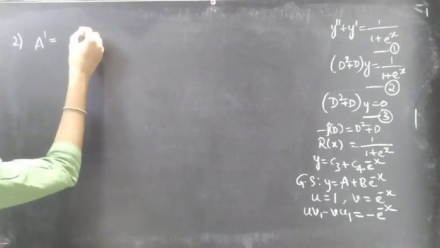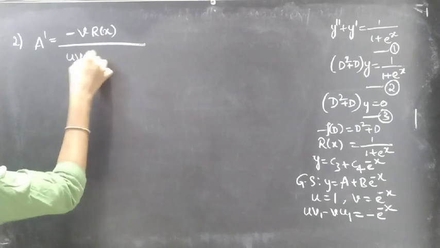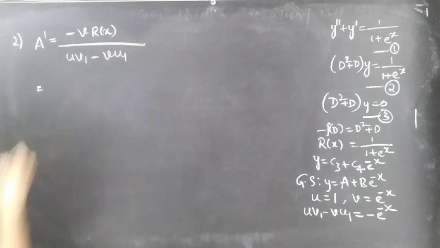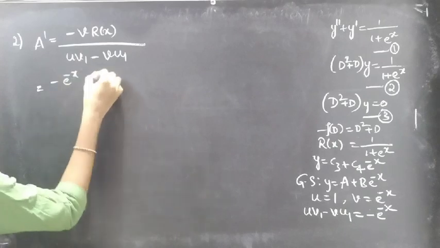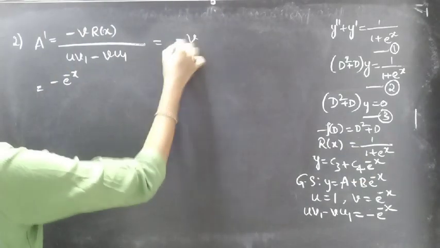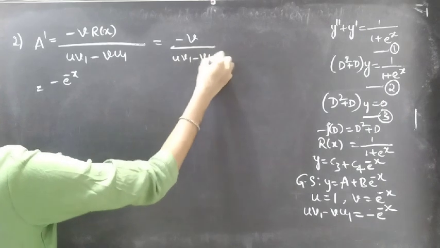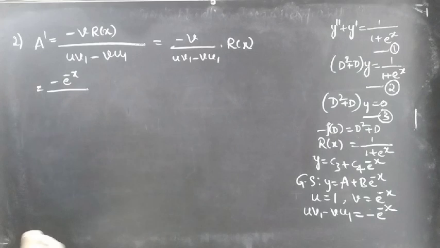A dash is given by minus v into r of x by u v1 minus v1, right? Substitute v, r of x, u v1 minus v1, we'll get minus v, which is e power minus x, into r of x. See, you're having r of x, which is a fraction, 1 by 1 plus e power x, right? So we'll write the formula as minus v by u v1 minus v1 into r of x for our convenience, so that we won't make anything mess. Okay.